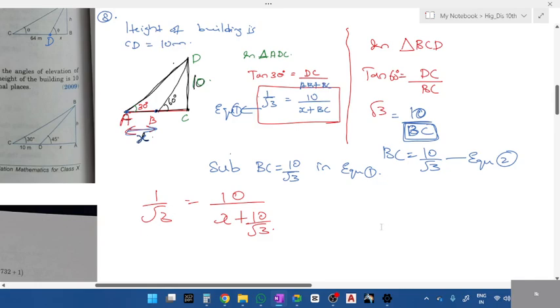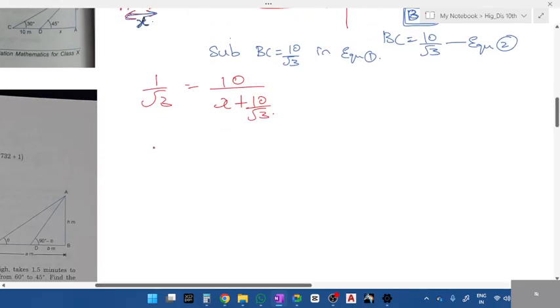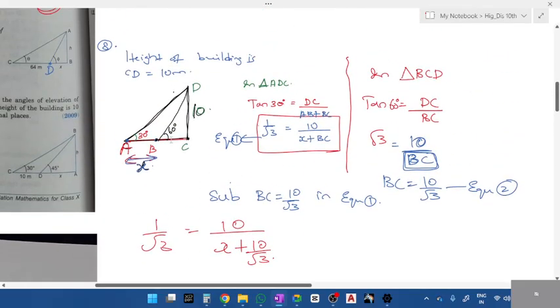Height of the building is CD, 10 meters. And keep that sixth one as it is, students. I'll teach you tables later. I think up to 12, 13 questions, we don't need tables. You can do it directly.